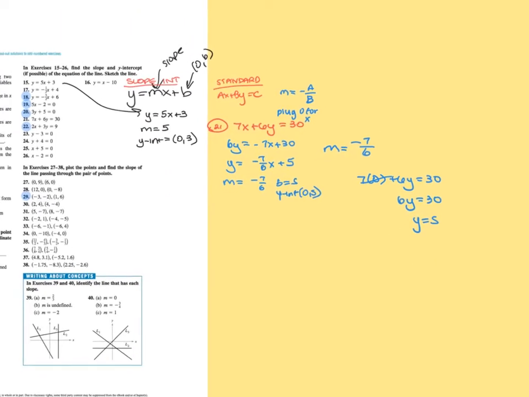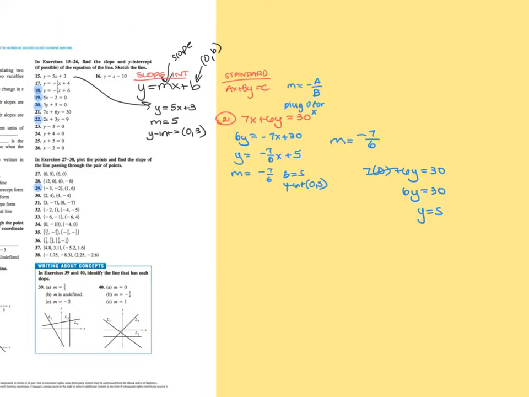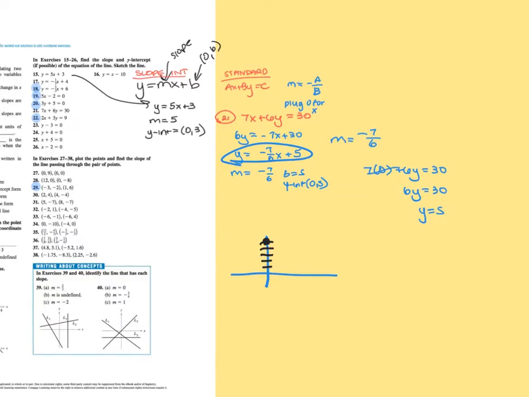Either solve it for y or use the -a over b and then the 0 in for x for your shortcut. And then obviously it says sketch the line. So if I wanted to sketch this, that's when it's probably easiest to put it in slope-intercept form because you're the most familiar with it. 1, 2, 3, 4, 5. Plot a point, plot your y-intercept, and then use your slope.